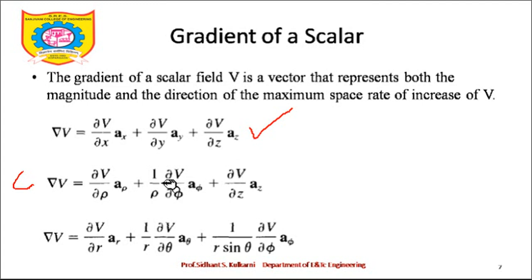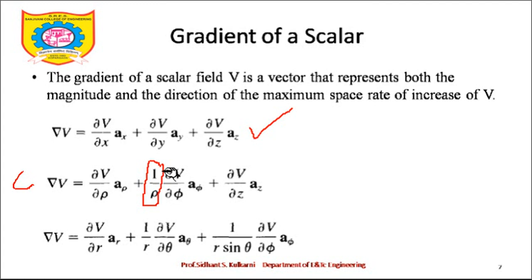The only thing is that an additional coefficient comes in here, which is 1 over rho. So once again remember, I told you while discussing surfaces and differential length in the cylindrical coordinate system that rho comes with a phi. That's the only thing that you need to remember.